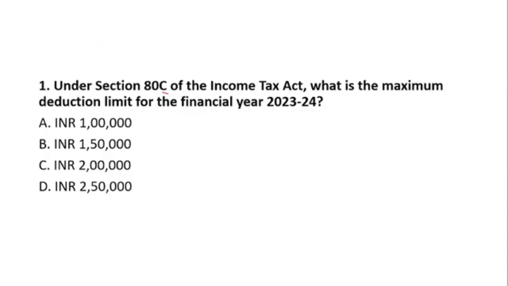Okay. So the first question is, under section 80C of the Income Tax Act, what is the maximum deduction limit for the financial year 2023 and 24? So what is the maximum limit? If you have not watched my video on deductions, please go through that video, which is given in your description box. So what is the answer to question number 1? The correct answer is 1,50,000. It's the maximum deduction limit given under section 80C. So here is the correct answer.